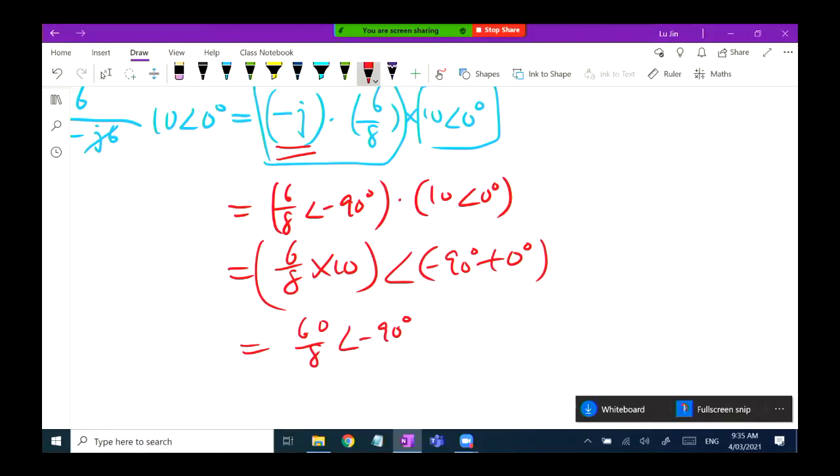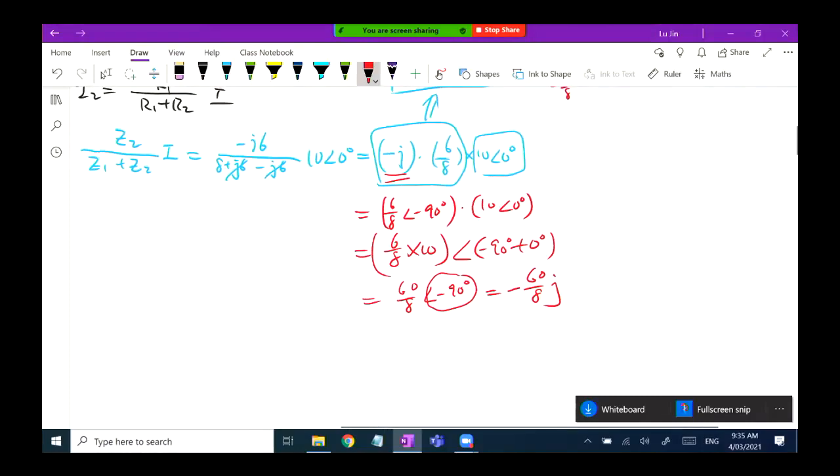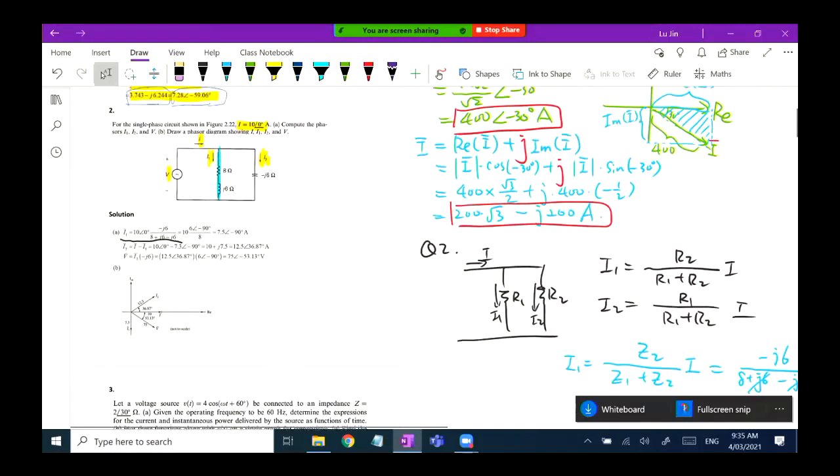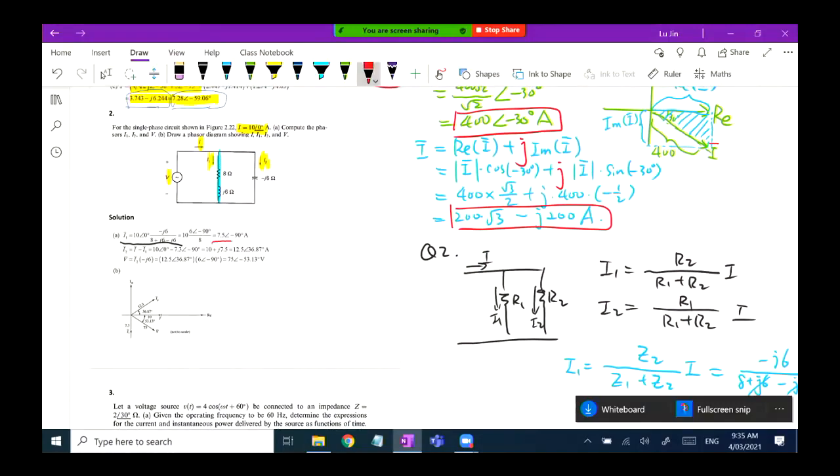And again, if the question is asking you to leave the result in the rectangular format, this negative 90 degrees corresponds to a negative j. So this gives you negative 60/8 j. Same thing. Then finish. Okay? Okay, this is a very quick calculation. And for the I1, so I1 is done. I think this is right, so I've done that.